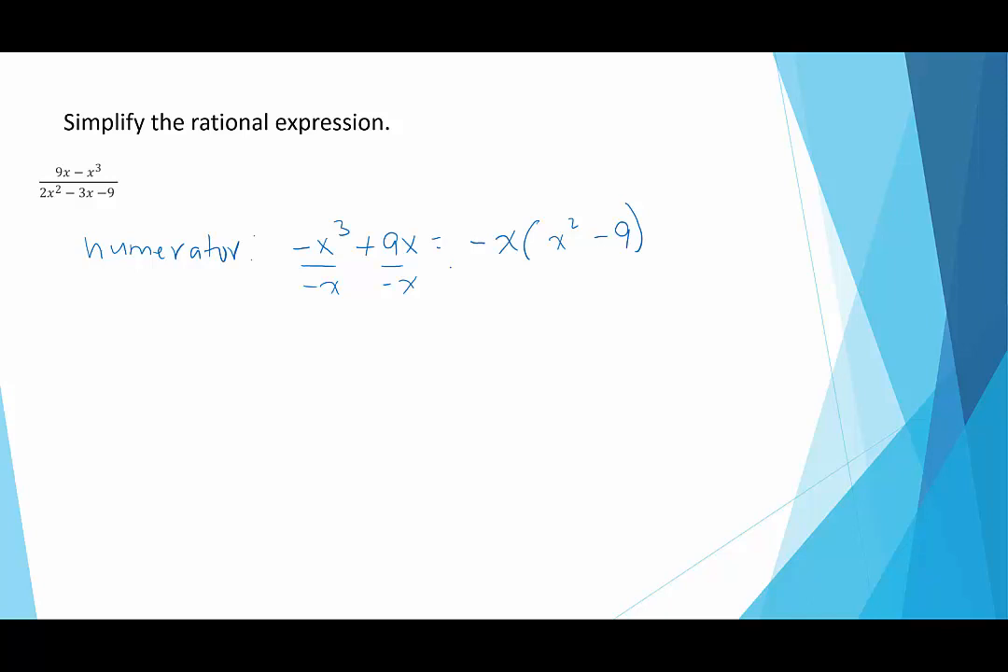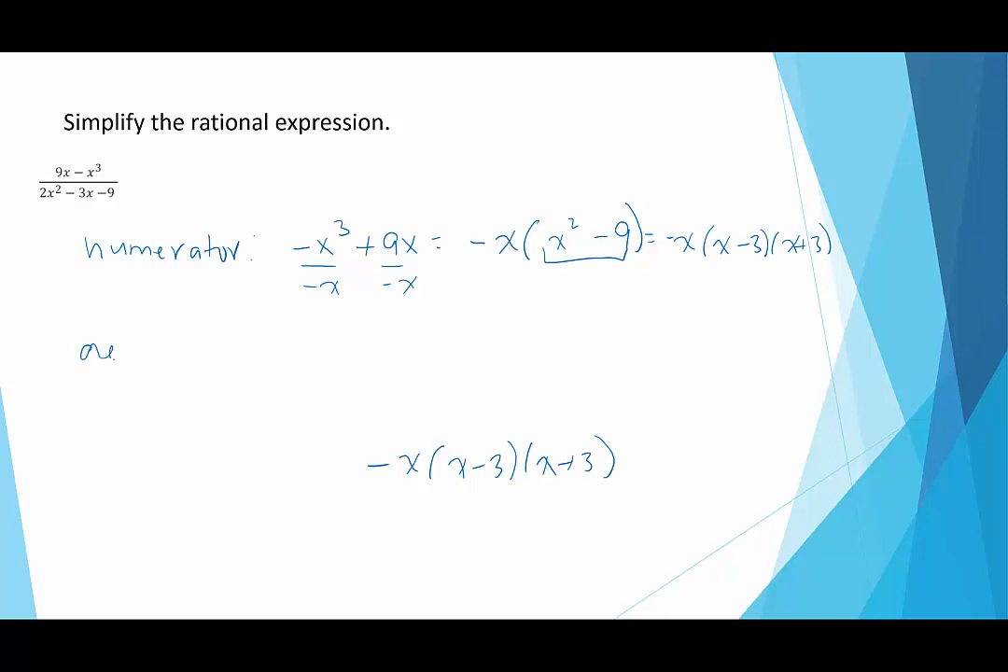Now that I factored out the greatest common factor, is this still factorable? Yeah, it is. It's a difference of squares, right? X squared is a perfect square, 9 is a perfect square. So the numerator is going to factor into negative x, and then it's going to be root minus root times root plus root. All right, so we have our numerator. I'm going to bring it down here. We have negative x times x minus 3 times x plus 3.